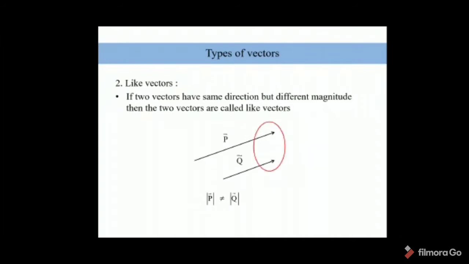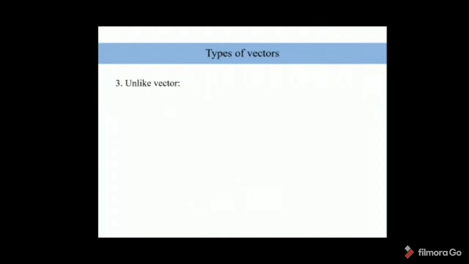Number two, and also they are pointing in the same direction. Point number three, unlike vectors. So what are unlike vectors? Again, we have seen till now what equal vectors are. Equal vectors have the same magnitude and the same direction. Then we have seen like vectors, they have different magnitudes but the same direction.